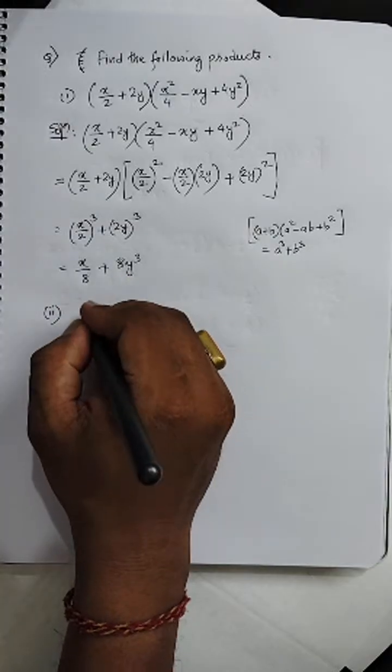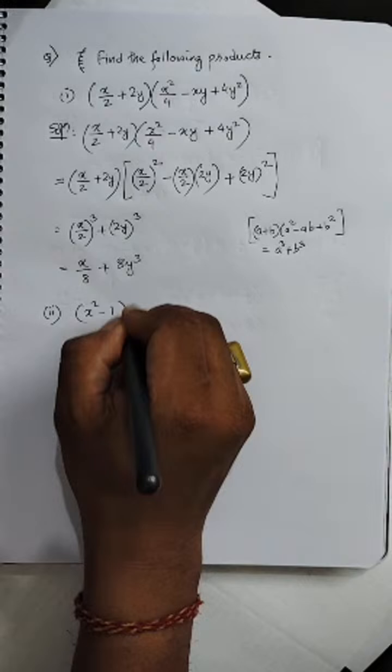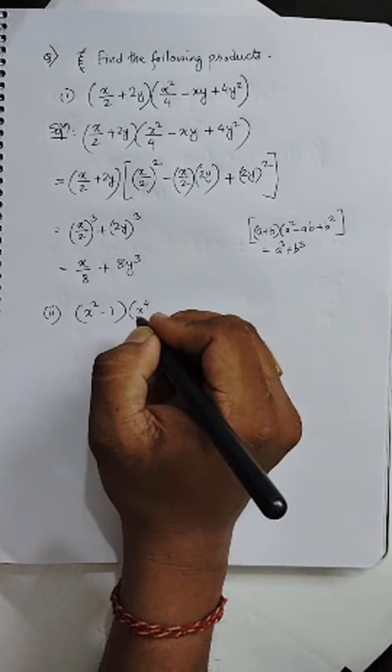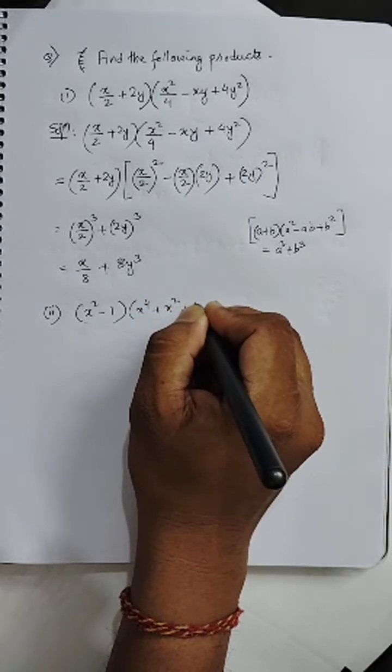x square minus 1, x to the power 4 plus x square plus 1.